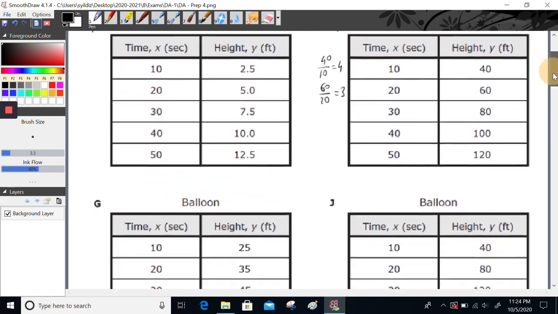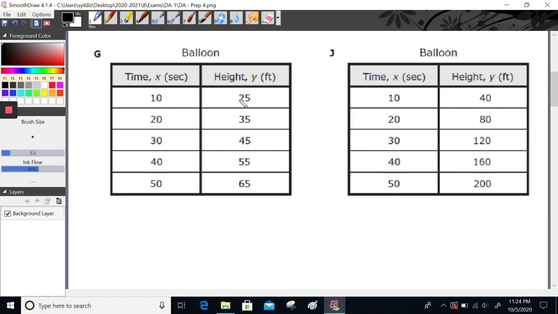Let's look at the other two options. All right, 25 over 10, which is 2.5, and we don't have to look at the others because all of these ratios must be 4. And let's look at this, 40 over 10. Let me write that here, 40 over 10. It is 4, 80 over 20. It is also 4, 120 over 30. It is also 4, and 160 over 40. It is also 4, and 200 over 50. It is also 4. So that means this is the answer for this question.